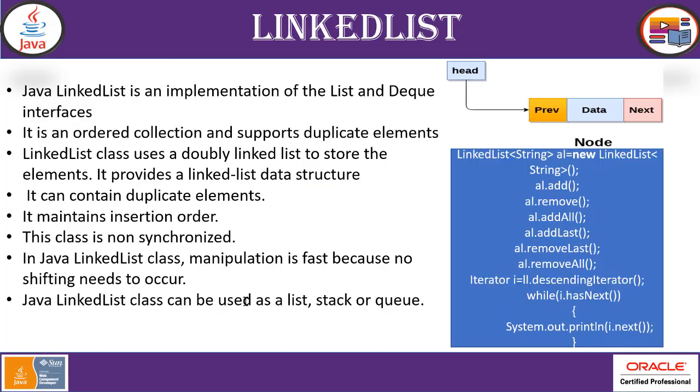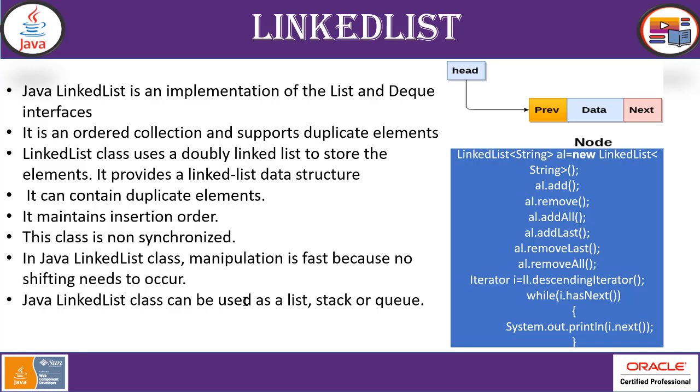Now we have seen the array list. Next, let's see linked list. So Java linked list is an implementation of the List and Deque interfaces. It is an ordered collection and supports duplicate elements. The LinkedList class uses a doubly linked list to store the elements. It provides a linked list data structure. It can contain duplicate elements. It maintains the insertion order. This class is non-synchronized. In Java, LinkedList class manipulation is fast because no shifting needs to occur.